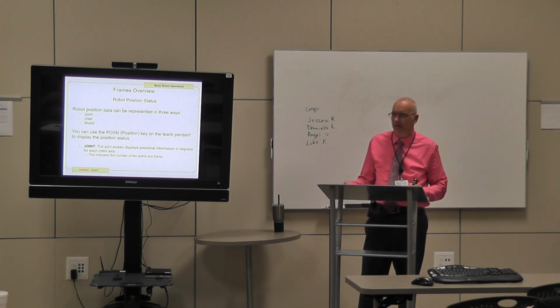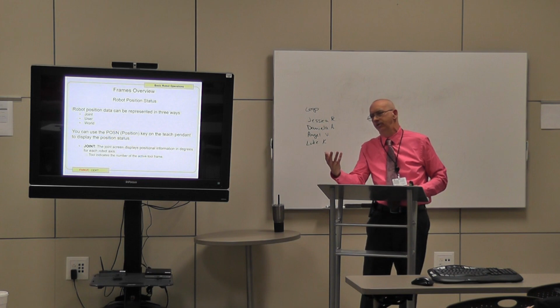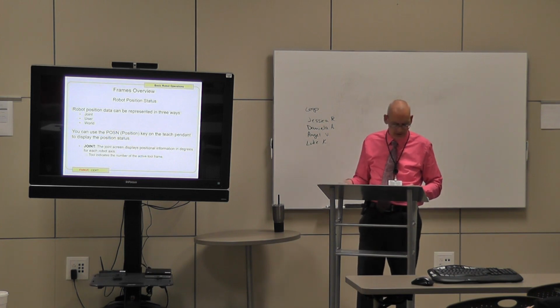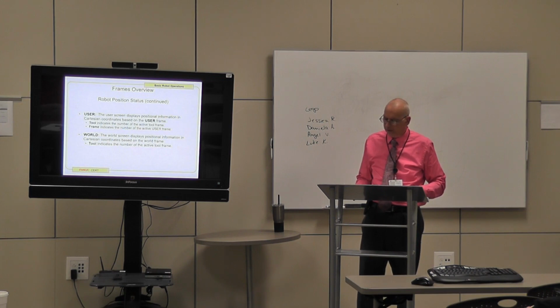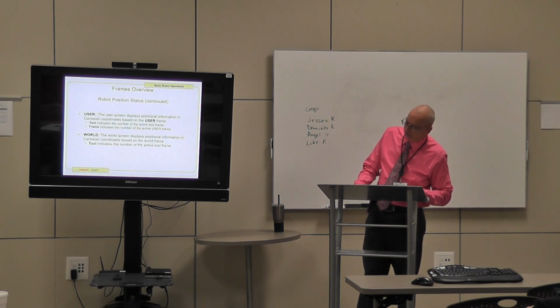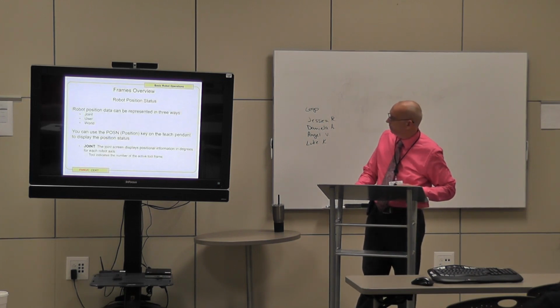All right, let's talk about the different positional status data that is represented and what their units of measurement are. Okay, first we have joint. The joint screen displays the positional information in degrees for each robot axis.